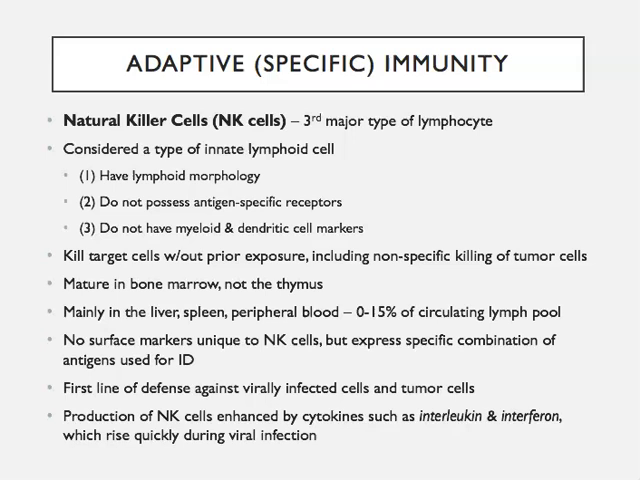They're found mainly in the liver, spleen, and peripheral blood, where they make up about 10 to 15% of the circulating lymphoid pool. There are no surface markers that are unique to the natural killer cells, but they express a specific combination of antigens used for identification. These are going to be the first line of defense against virally infected cells and tumor cells. Production of your natural killer cells is enhanced by cytokines such as interleukin and interferon, both of which rise quickly during viral infections.